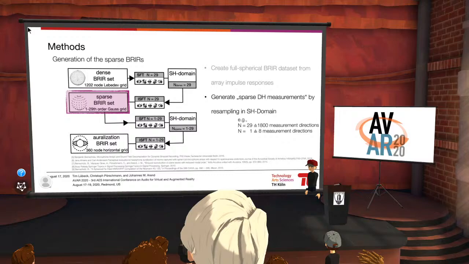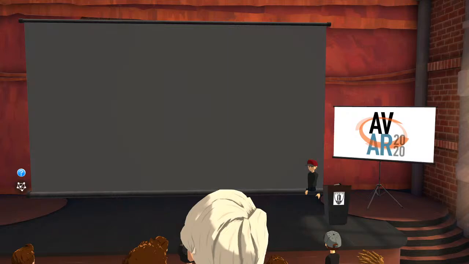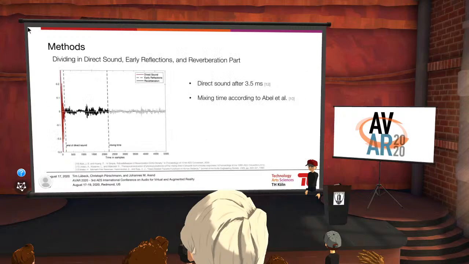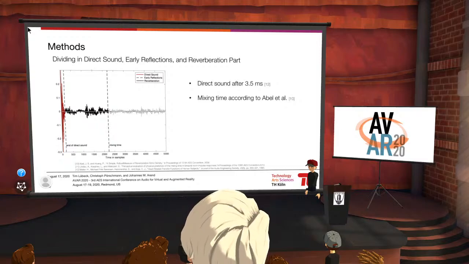To test all these sparse BRIR sets equally in a listening experiment, we again resampled them to an auralization grid, which was a pure horizontal grid with 360 directions. This was done again in the spherical harmonics domain. To investigate the direct sound, the early reflections, and the reverberation part separately, we divided each of these sparser BRIR sets after the direct sound, so at 3.5 milliseconds, and then after the mixing time, which was calculated according to Abel et al.